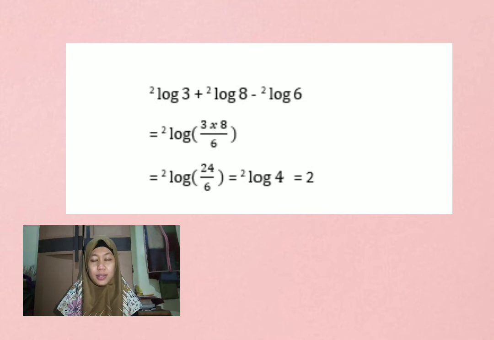Number 3, log 3 to the base of 2 plus log 8 to the base of 2 minus log 6 to the base of 2. This is using the characteristic of logarithm, equals log 3 times 8 over 6 in parentheses to the base of 2 equals log 24 over 6 in parentheses to the base of 2 equals log 4 to the base of 2 equals 2.